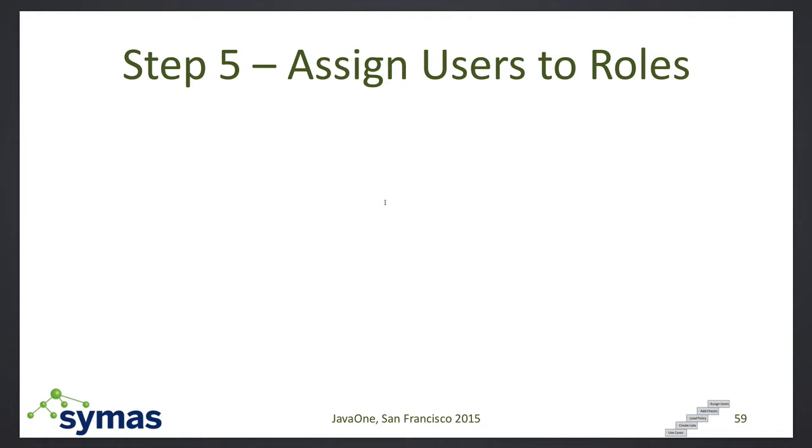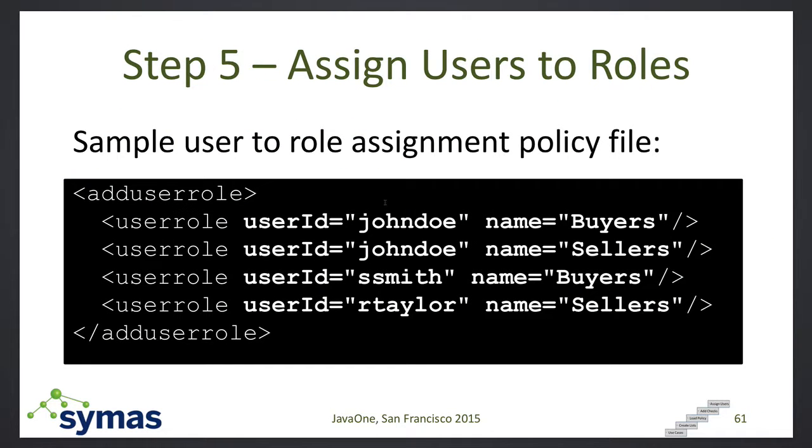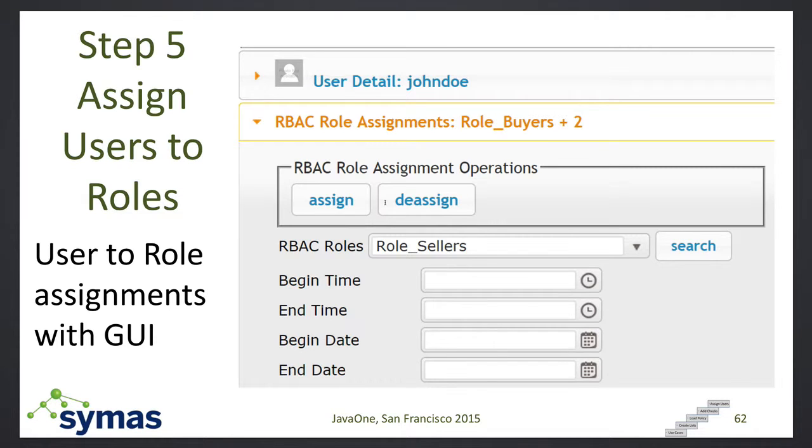Okay, that brings us to step 5. It's time to assign users to roles. For us, this is our policy, which is quite simple, where we have 3 users. S. Smith has been assigned to the role of buyer, R. Taylor has been assigned to the role of seller, and John Doe has been assigned to both roles. We can describe that policy and record it into the access control engine using a script like before, or more likely, you'll have a user that fires up a user interface and assigns the role in something like this. Here we can see the user John Doe is being assigned the role of seller.